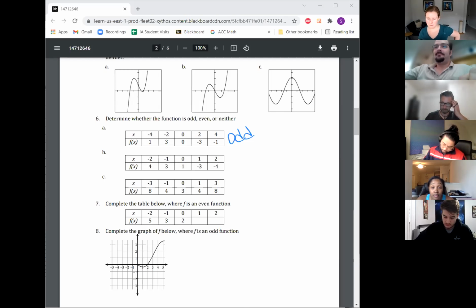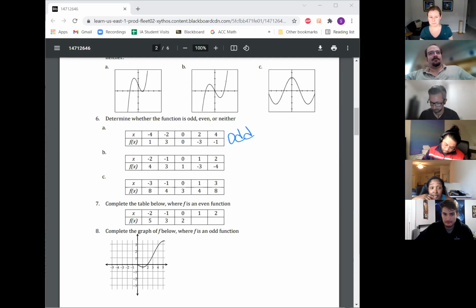Anyone else? You got odd for 6B? So why do you think it's odd? Because the points on either side of the 0 are opposite of each other. The same number, just different signs. So Josh was countering you, Ashley, and saying that it's odd. So what makes you think it's not odd? Because you said it's not odd. So let's try to narrow that down.